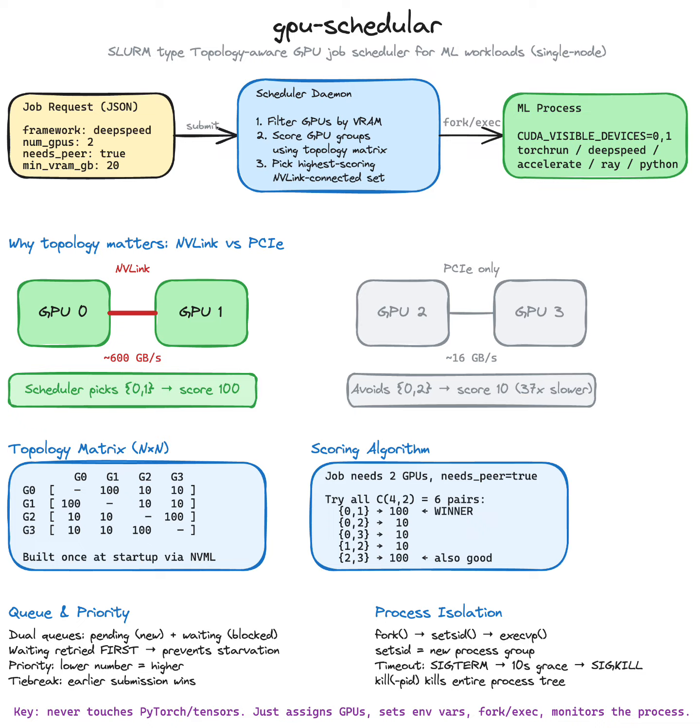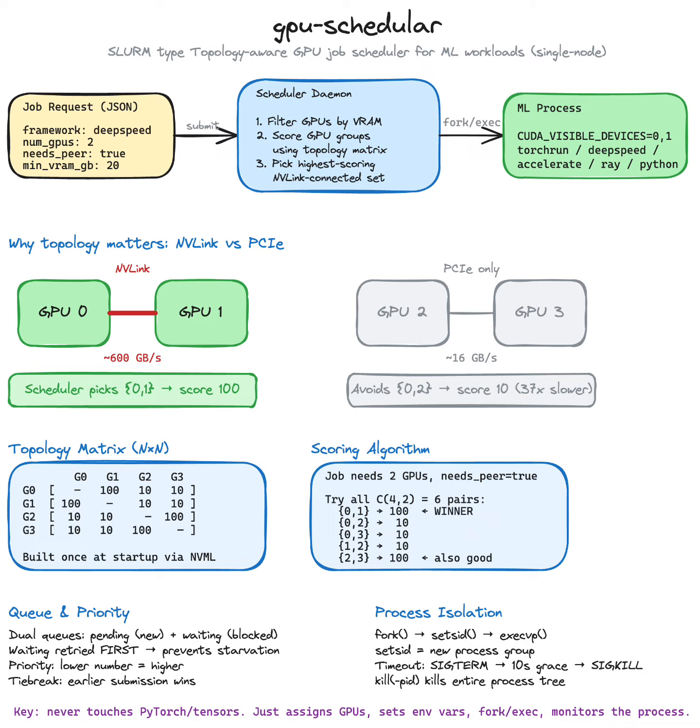Now let's see why topology actually matters. Suppose GPU 0 and GPU 1 are connected with NVLink, so that pair gets a score of 100. On the other hand, GPU 2 and GPU 3 may only be connected over PCIe, so that pair gets a score of 10. Naturally, the scheduler will prefer the pair 0,1 over something like 0,2 because the topology score is much better, and in practice that means much faster GPU to GPU communication.